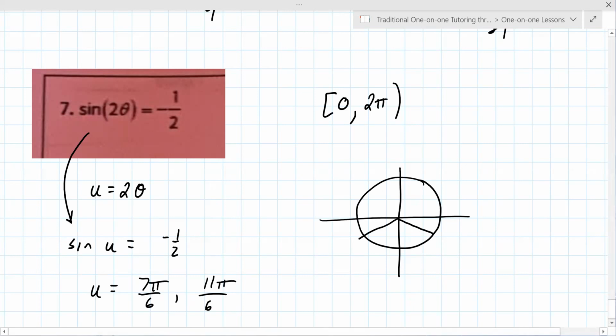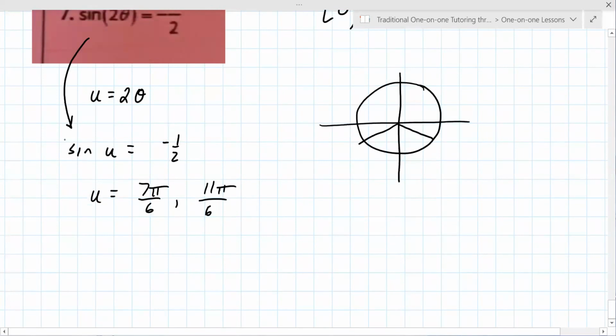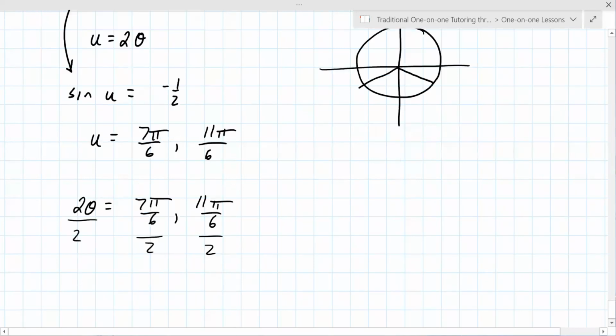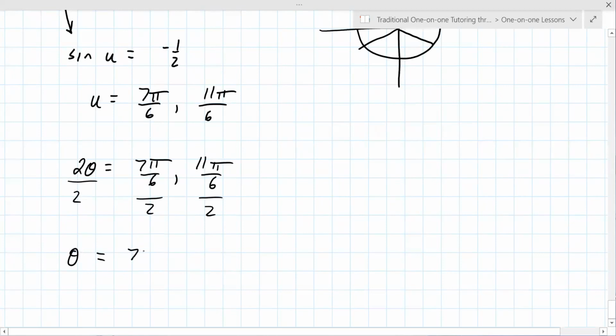Okay, so the shortcut here is to say, okay, well, 2 theta equals 7 pi over 6, comma 11 pi over 6, and then you divide each of these by 2. Okay, so you get theta equals 7 pi over 12, comma 11 pi over 12, like that.